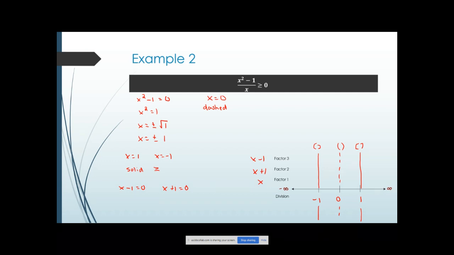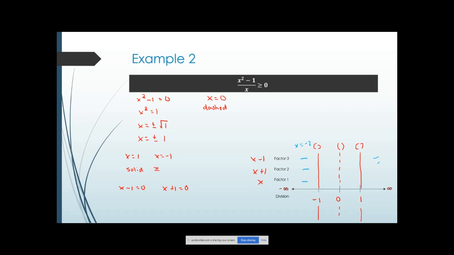And now I'm going to plug in numbers. So I need to plug in a number smaller than negative 1. So let's say we use negative 2. If I plug negative 2 in for x, negative 2 minus 1 is negative 3. That's negative. Negative 2 plus 1 is negative 1. That's still negative. And then x, negative 2, so that's negative.